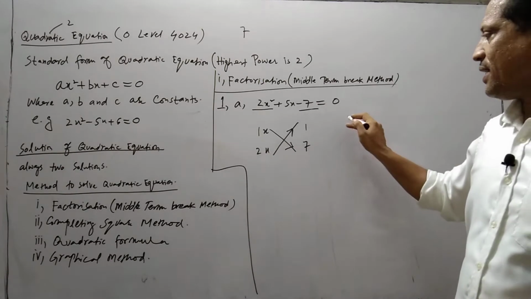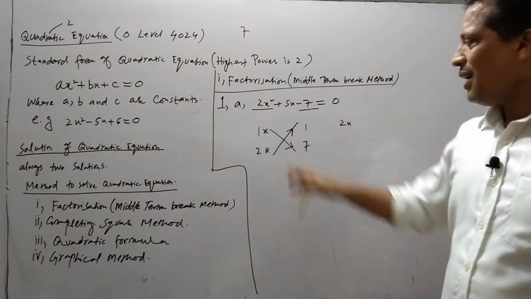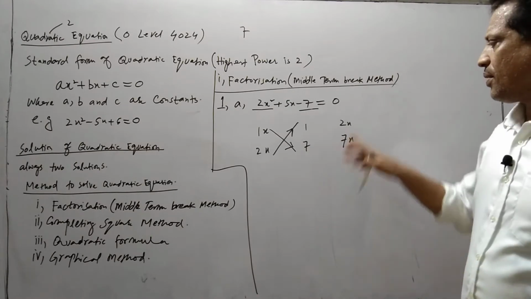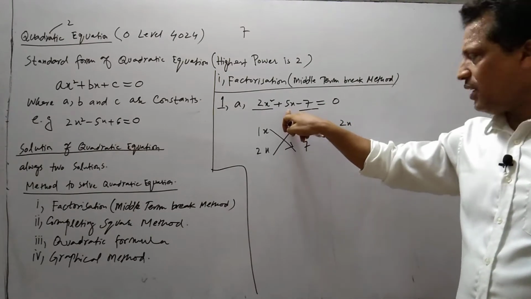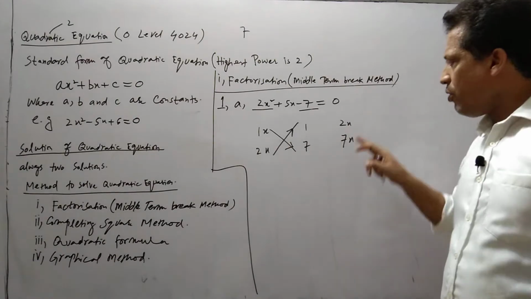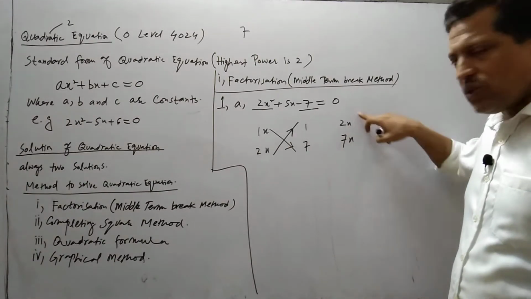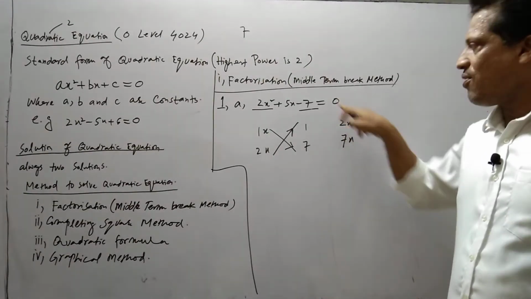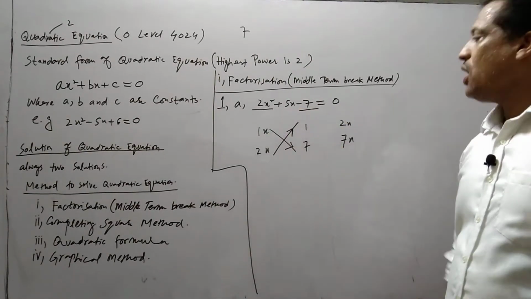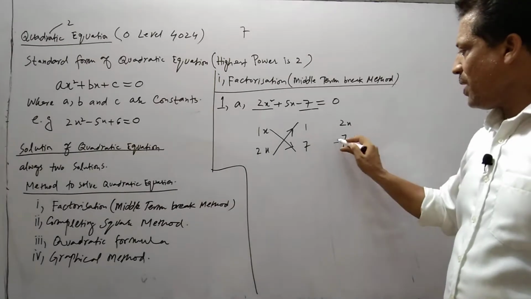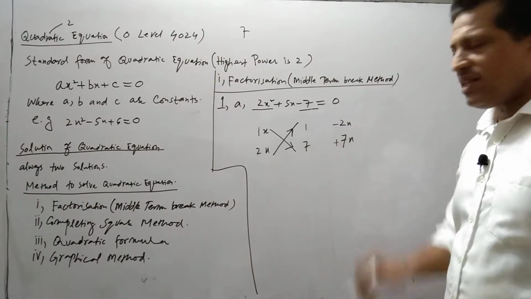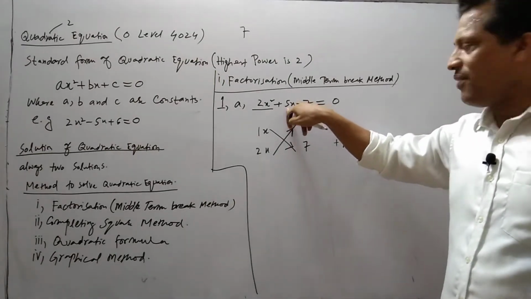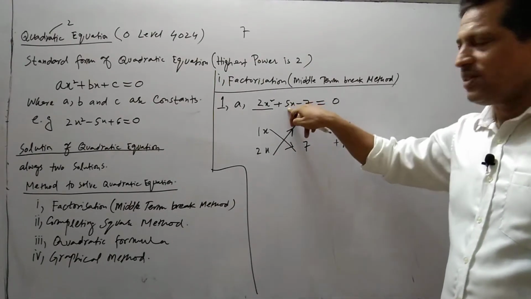2x by 1 is 2x, 1x by 7 is 7x. Now check what you need in the middle. You need 5. How do you get 5 with these two numbers? If we subtract 7x minus 2x, we get 5x. So if we put a plus sign over here and a minus sign over here, our answer can easily get 5, because 7x minus 2x is 5x.